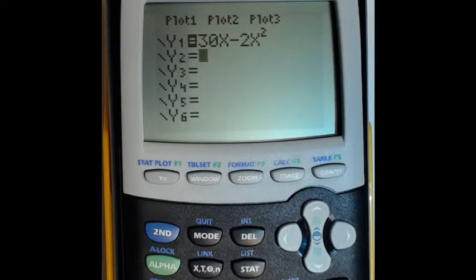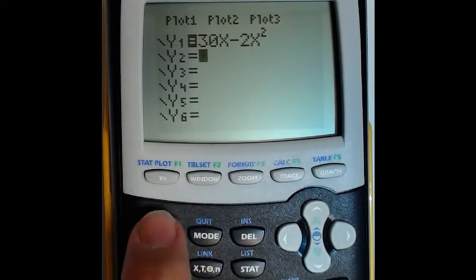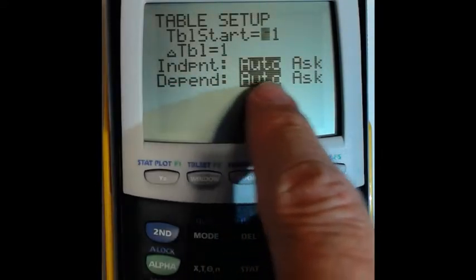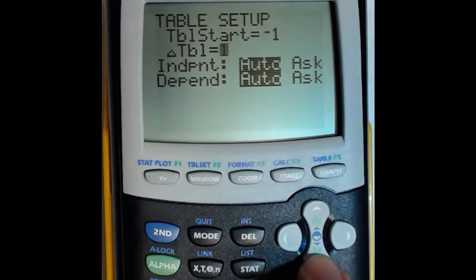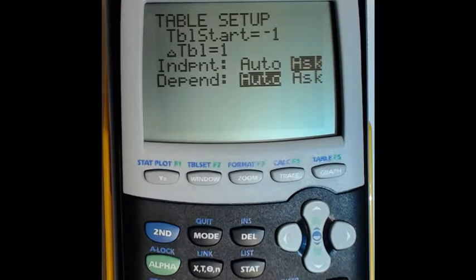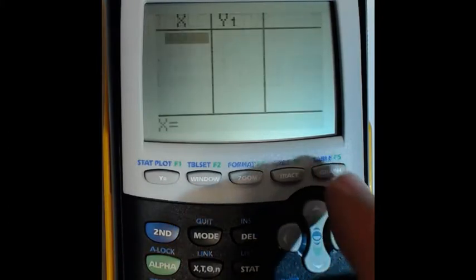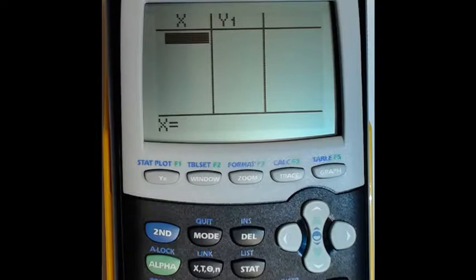What we need is to go to the table of values and get the value at 3 plus 1, at 3 plus 0.1, and at 3 plus 0.01. So we're going to go to our table set, like I showed you before, and change our independent from auto over to ask. We arrow down, turn it over to ask, and now we're set. We've got the equation in y1, nothing else in there. We go second table, and now it's ready for us. We plug in 3, and it gives us the y value.